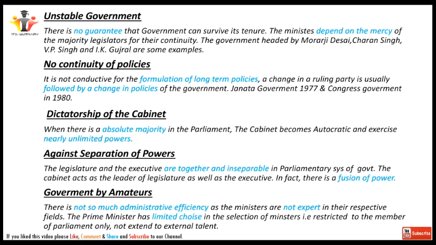And the last one is the amateur people that administer the country. There is not so much administrative efficiency as the ministers are not experts in their respective fields, and the prime minister has limited choice because he is restricted to choose the members from parliament only. He cannot invite external talent to form his government.